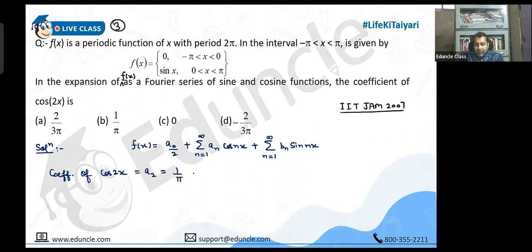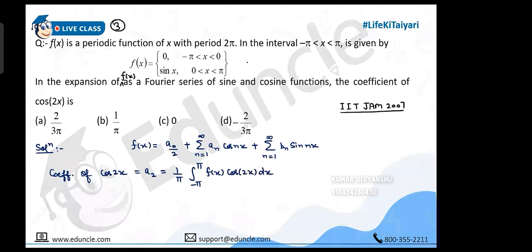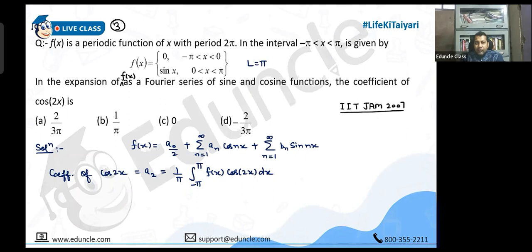And obviously it will be given by 1 by pi, integral from minus pi to pi of f(x) cos 2x. This is the general formula. Here L is pi, because usually the interval is minus L to L, that is 2L, so here it is 2 pi. So 1 by pi; from minus pi to 0 the value of the function is 0, and we are left with 0 to pi only, which is sin x cos 2x.